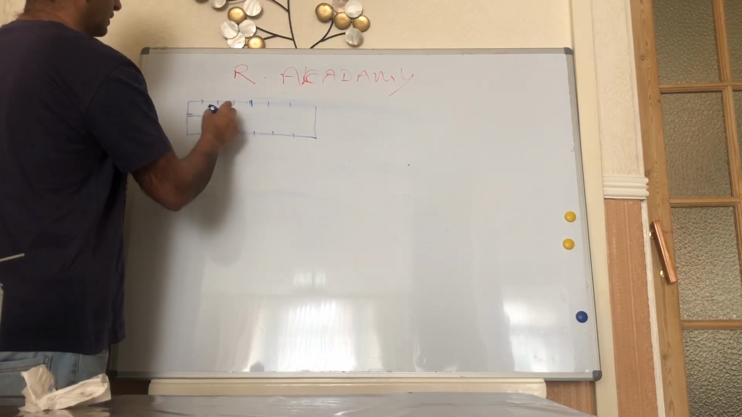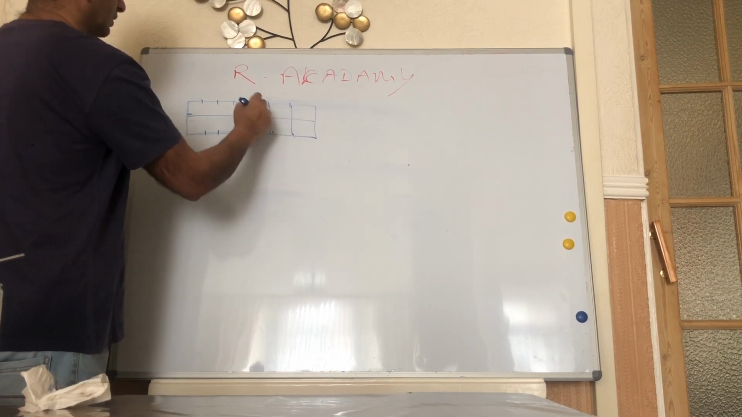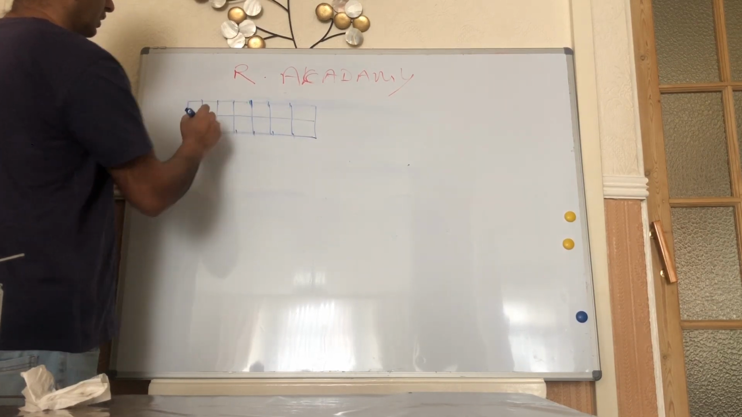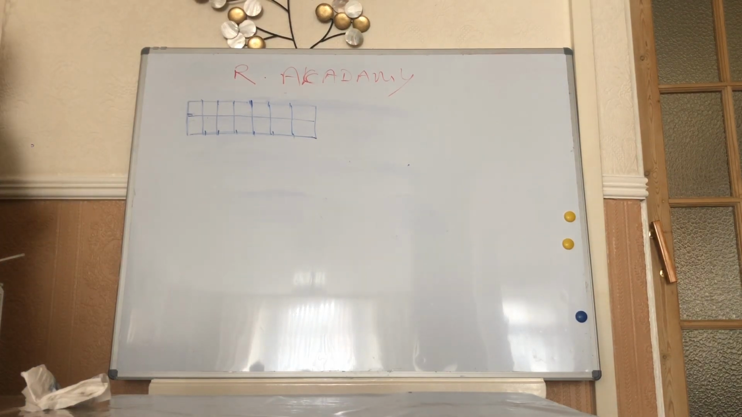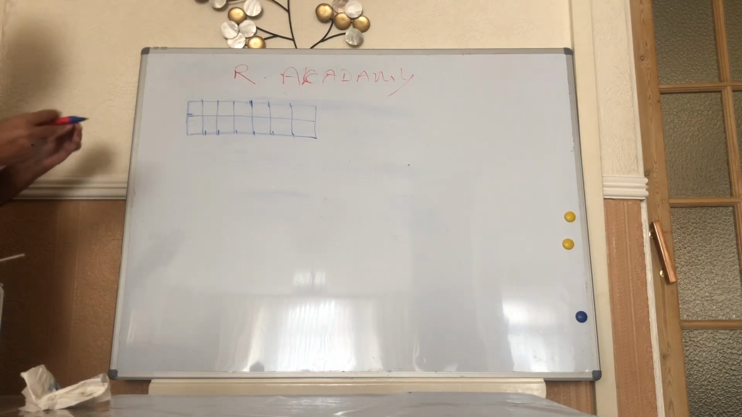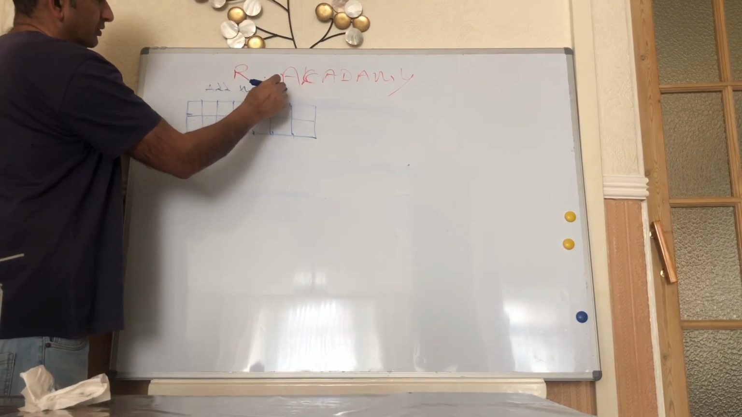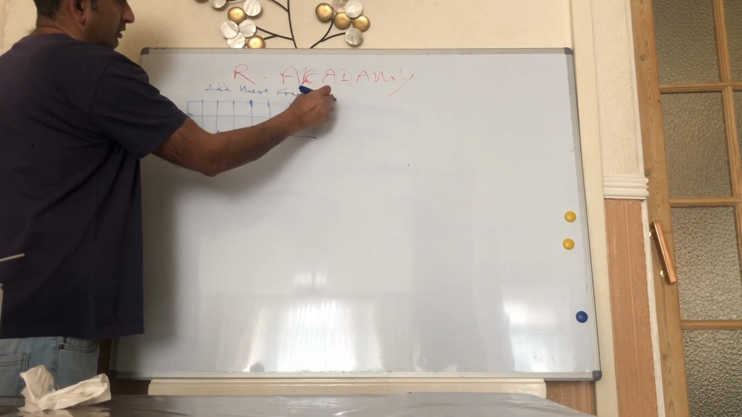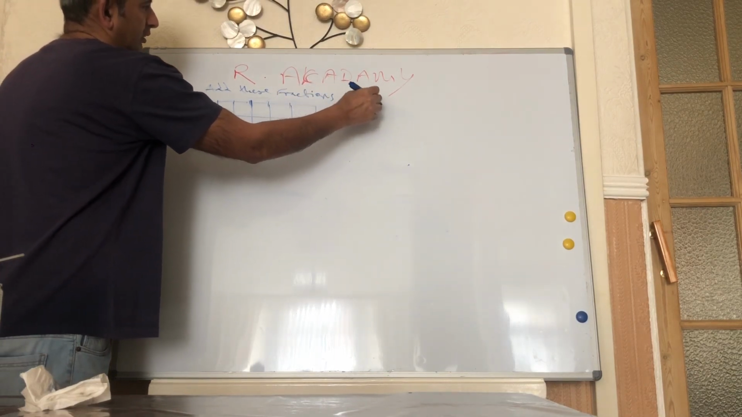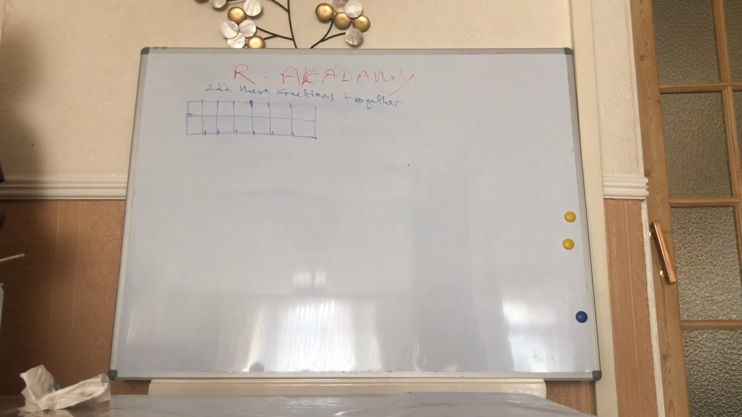Okay, so line down the middle, and you've got a bar of chocolate. With this bar of chocolate you have 14 squares. So they're saying add these fractions together with the help of this box.